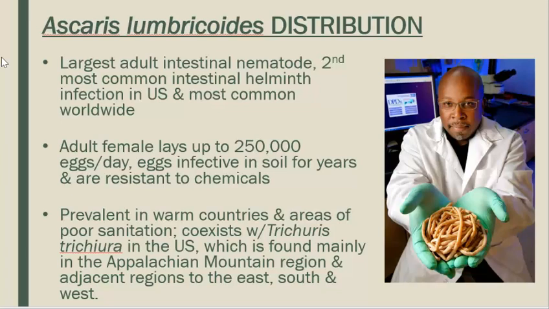Female adults can lay up to 250,000 eggs per day. Eggs are infective in the soil for years, so they can lay dormant and still be infective, and they are resistant to most chemicals. And you can see the size, see how large they are over in this lab tech's hand over here. They're prevalent in warm countries and areas of poor sanitation, and in the U.S. they coexist really nicely with Trichuris trichiura, which are found in the Appalachian Mountain region and adjacent regions to the east, south, and west.